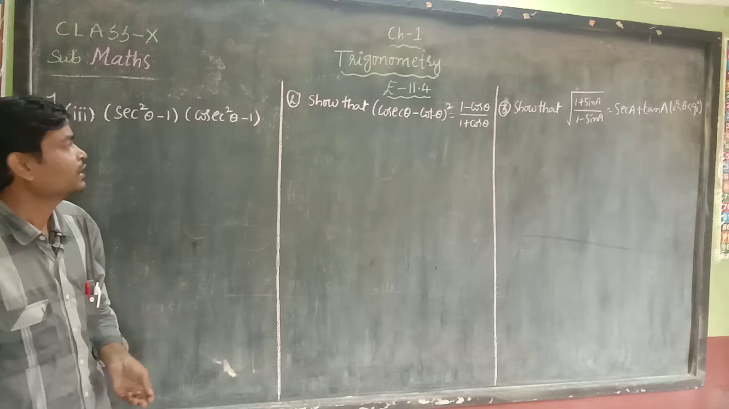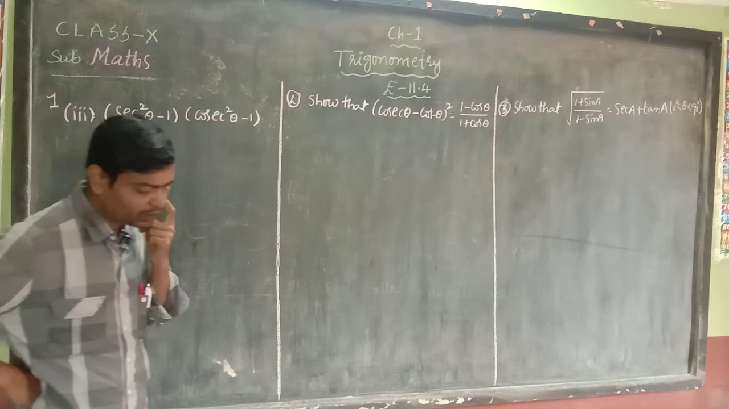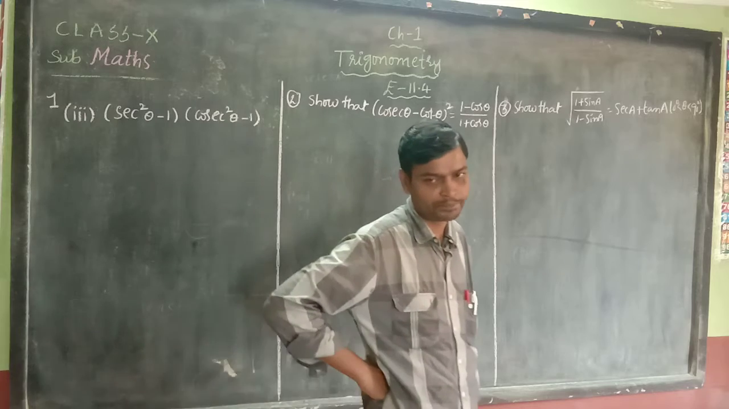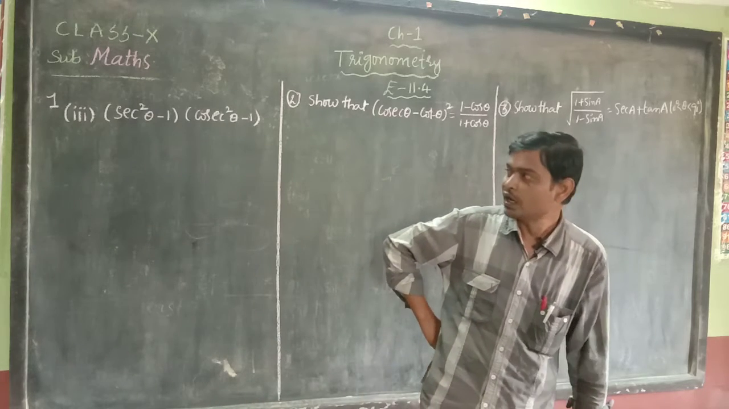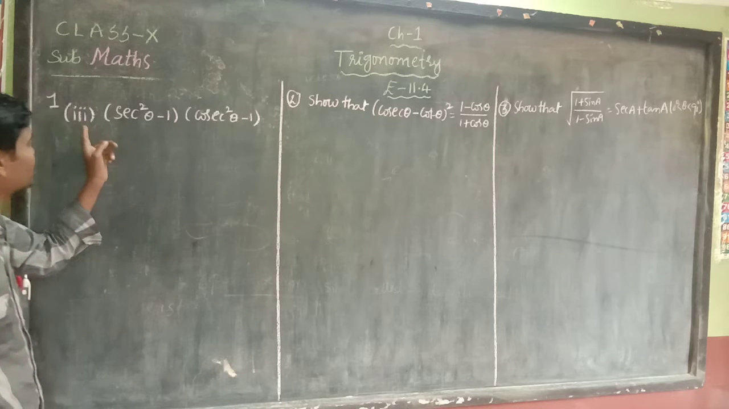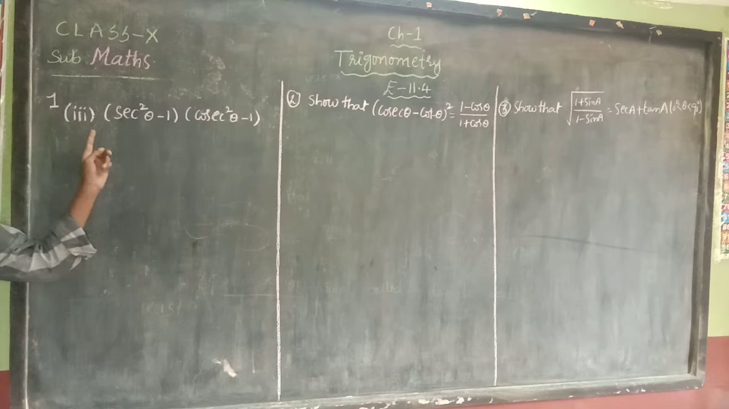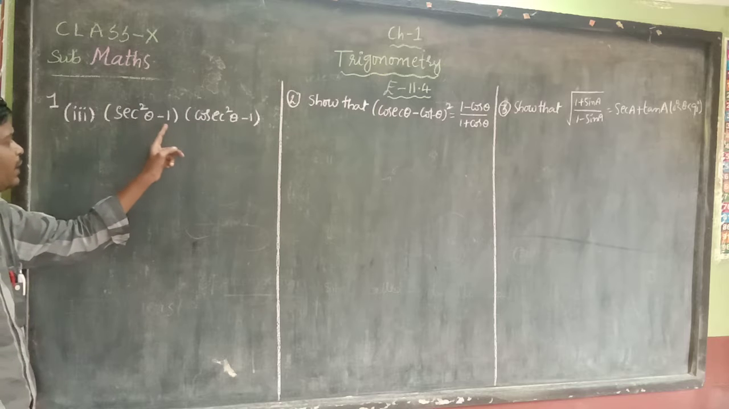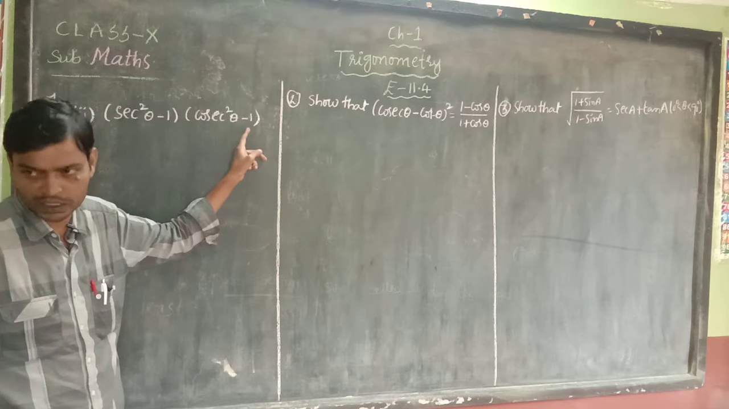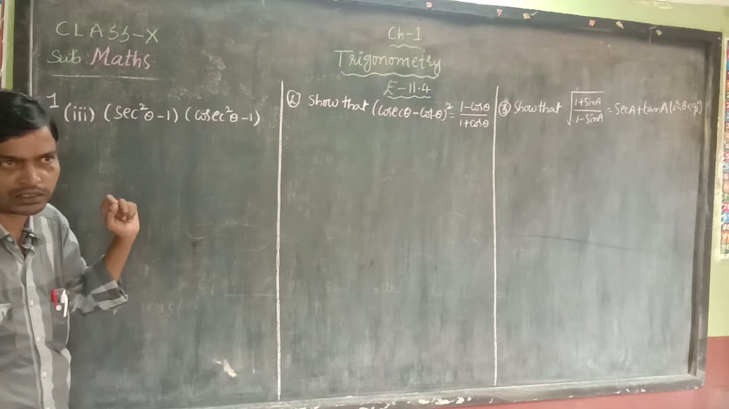So, yesterday we had discussed 11.4, first bit, two problems. Let us go for the next one. Third question in the first bit is sec square theta minus 1 into cosec square theta minus 1. So, we have to solve this.